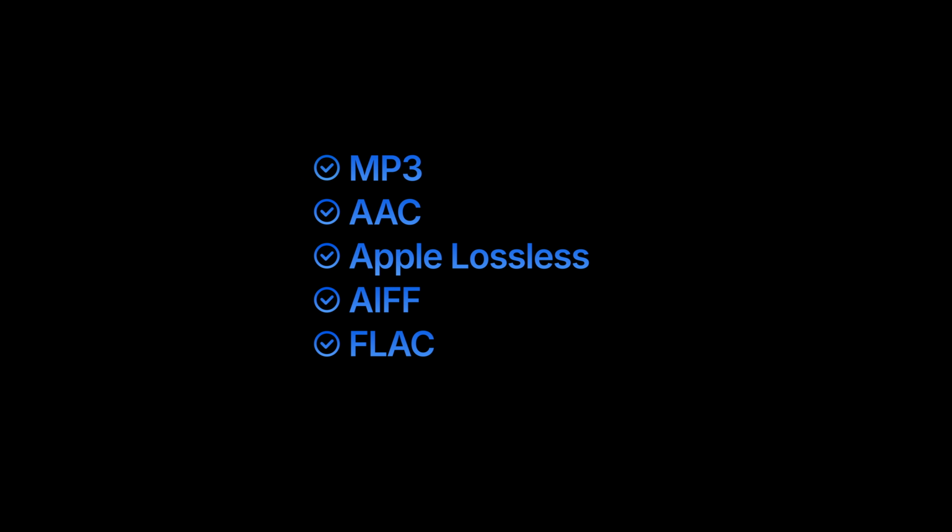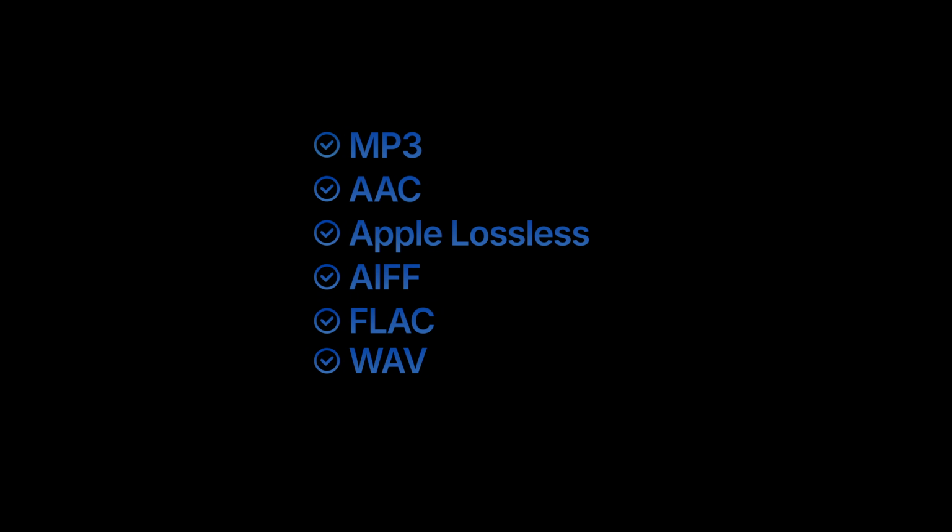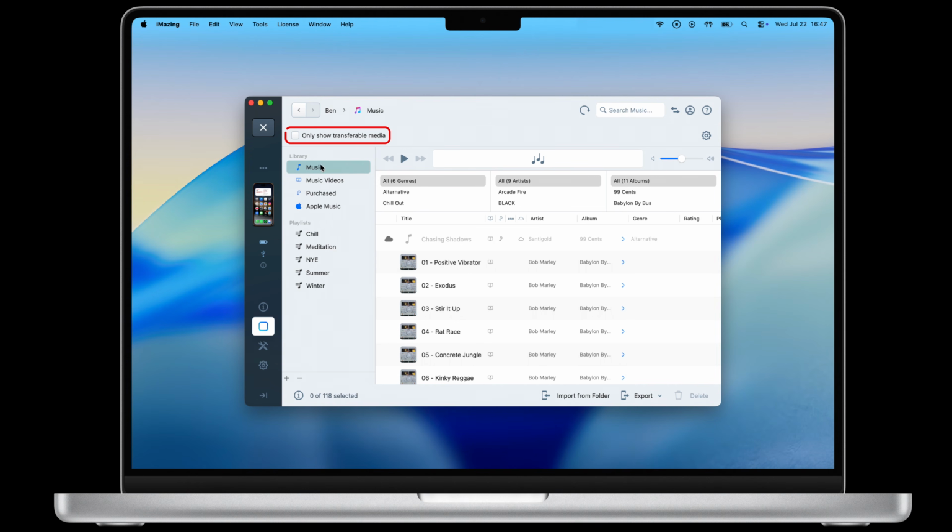iMazing supports the following formats: MP3, AAC, Apple Lossless, AIFF, FLAC, and WAV. Enable Only Show Transferable Media above the toolbar to see the tracks that are ready to transfer. Turn it off, and you'll see what was hidden and why.